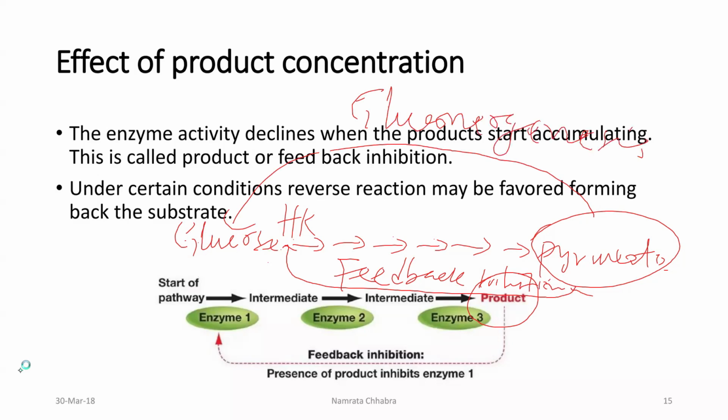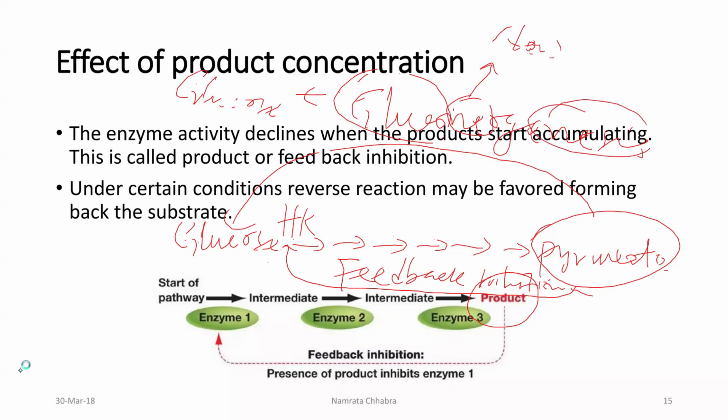Gluconeogenesis. When we say gluconeogenesis, gluco means glucose, neo means new, and genesis, of course, is synthesis. So it means that in the feedback inhibition here, glucose produces pyruvate, and the pyruvate is accumulated and now inhibits the enzyme. So the substrate here, which is pyruvate, will now go back and synthesize glucose. The process of doing that is called gluconeogenesis, and that is a typical example of feedback inhibition.